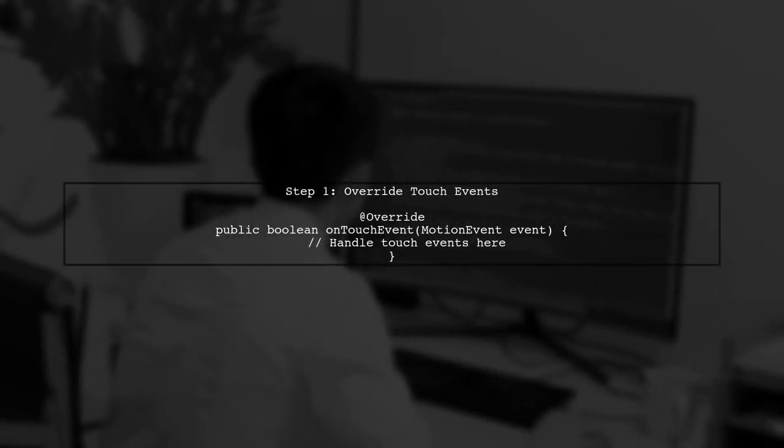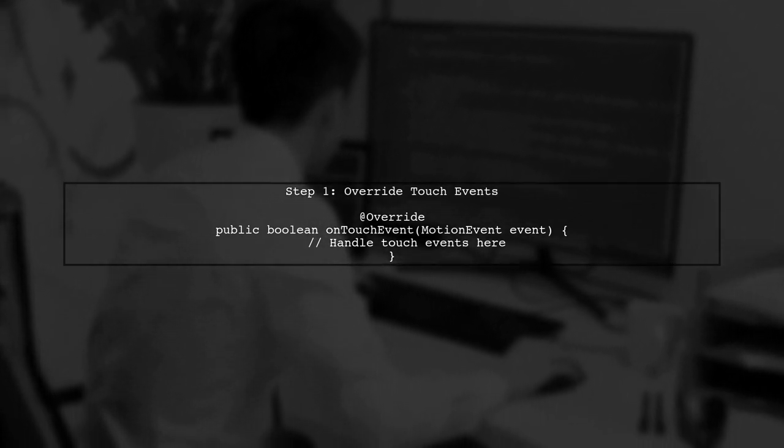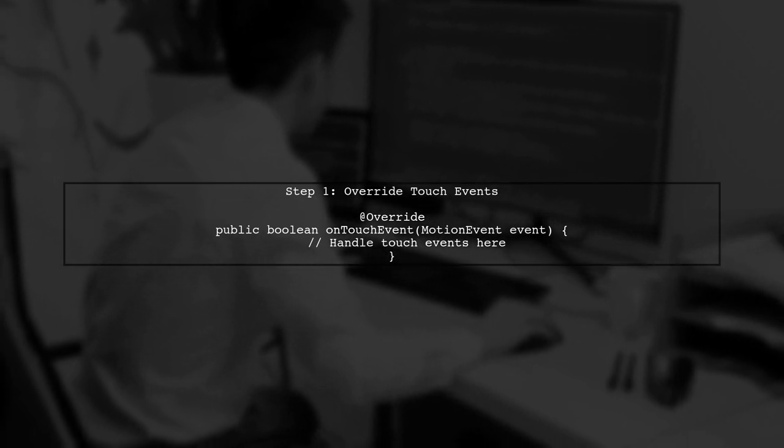The first step is to override the touch event handling in the recycler view. This will allow us to intercept touch events before they reach the tab layout.